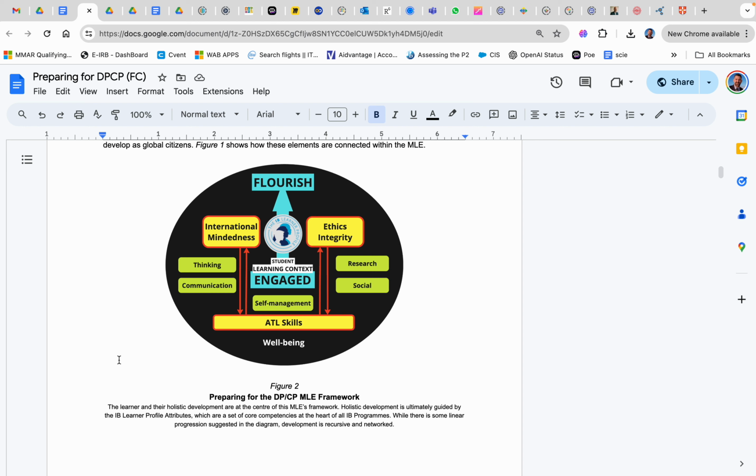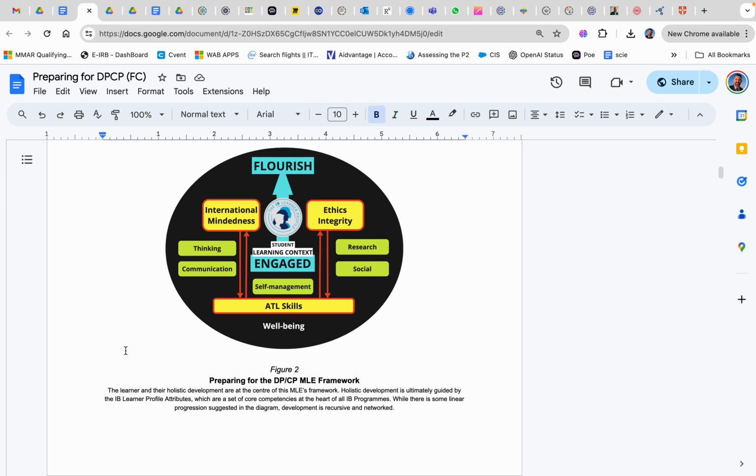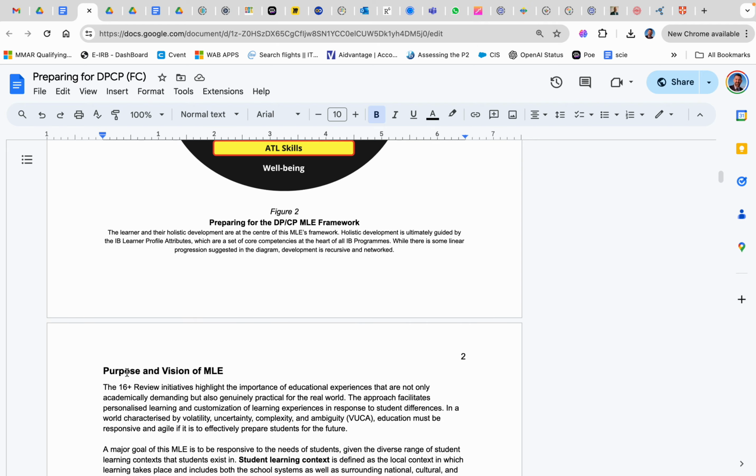So in this model, we're seeing these as the four competency areas for the course. And the idea with the arrows going back and forth is that they are mutually connected. You're going to be developing ATL skills through explorations or development of international mindedness, and likewise for ethics and integrity. So that's the framework for this version of the preparing for the DPCP module.